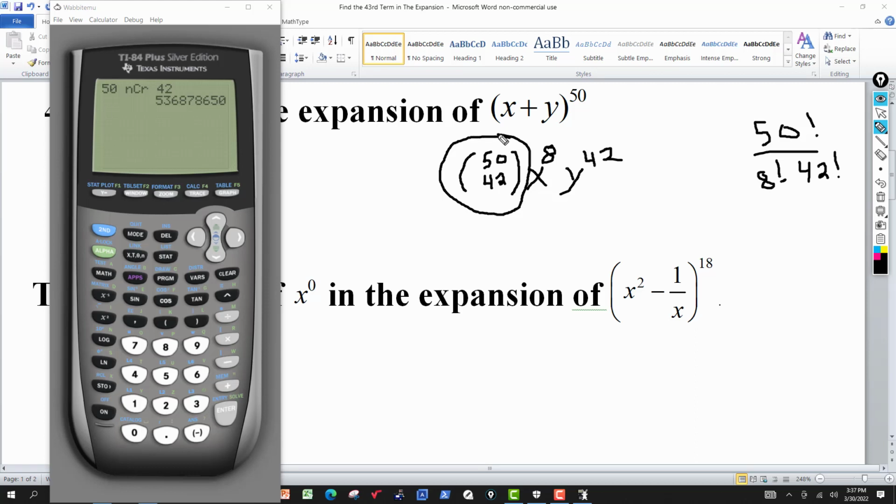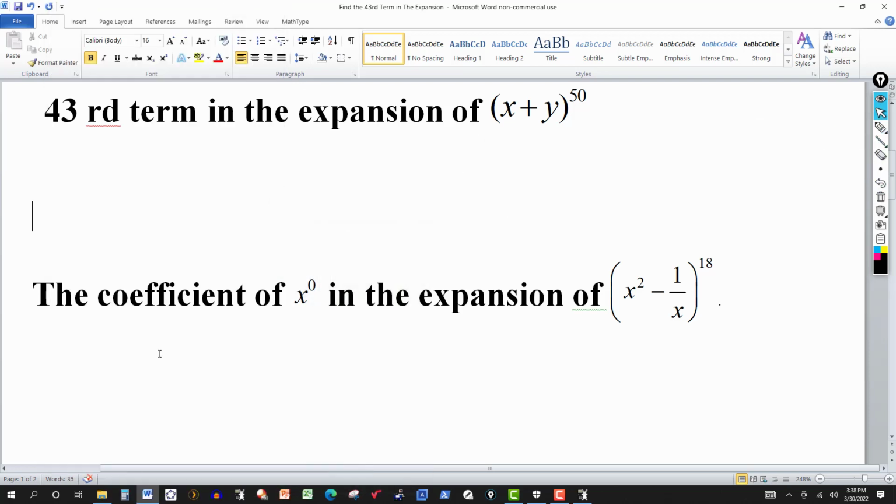They only want the 43rd term. So it's 536,878,650 times the x to the 8th and the y to the 42nd. Now let's go to the next one.